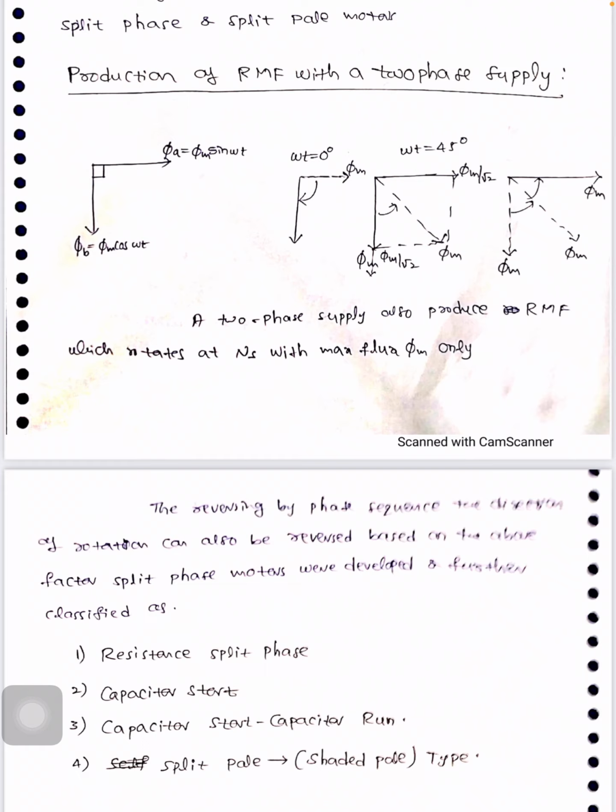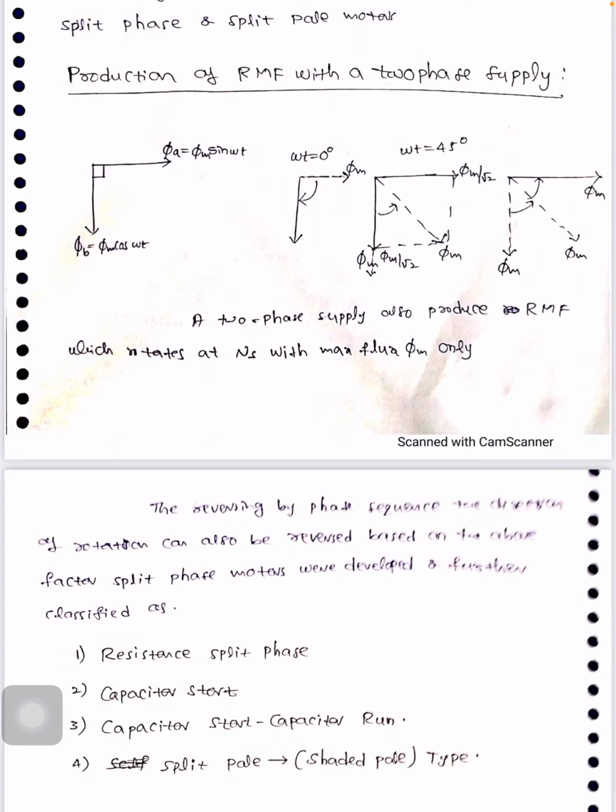Now see here, whenever the stator has a two-phase supply, what happens? At starting time only, it is a very big problem to start the single-phase induction motor, but under the running condition, it is always very easy. And the characteristics under the running condition are very good, always equal to the three-phase induction motor. And here, production of a rotating magnetic field with a two-phase supply.